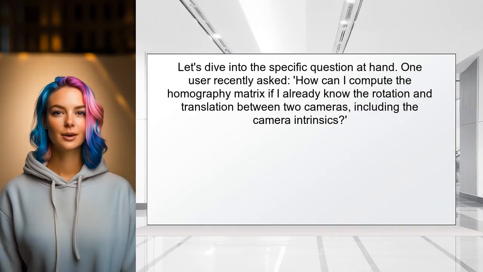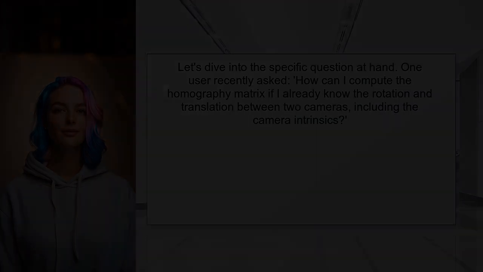Let's dive into the specific question at hand. One user recently asked, how can I compute the homography matrix if I already know the rotation and translation between two cameras, including the camera intrinsics? This is a great question, and one that many in the field encounter.